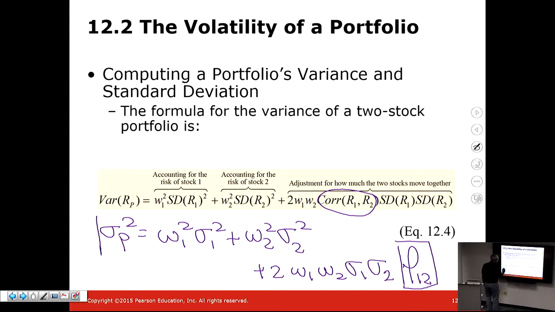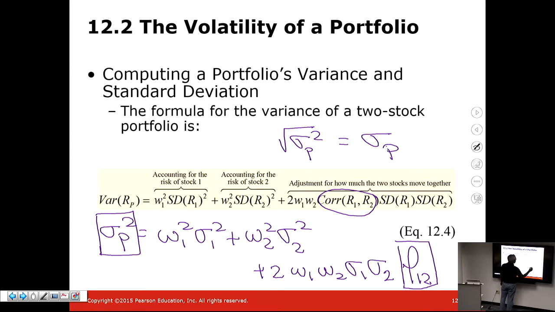Once I have the variance of the portfolio, I can take the square root of that variance, and that would give me the standard deviation of the portfolio, standard deviation of portfolio P. So yes, there is a formula that could have given me the same result that we saw before. But to get that result, I have to know the correlation between the two stocks, between A and B.